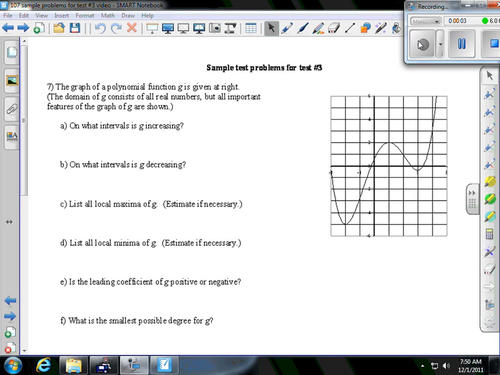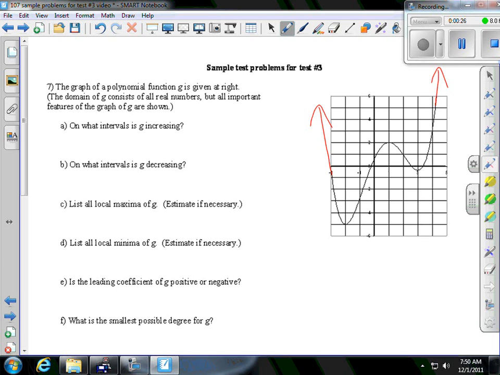This is question 7 on the sample test problems for test number 3. The graph of a polynomial function g is given at right. The domain of g consists of all real numbers, but all important features of the graph are shown. What that means to us is that this graph, we can assume, just continues up forever this way and up forever that way. Part A, on what intervals is g increasing?